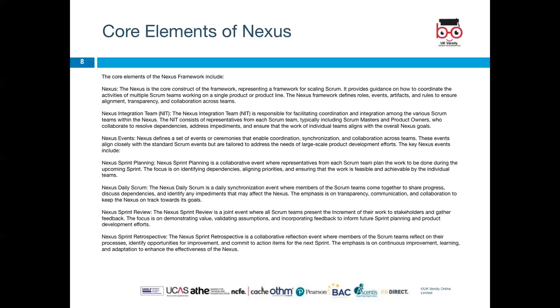Nexus events. So Nexus defines events or ceremonies that enable coordination, synchronization, and collaboration across teams. Nexus sprint planning. So Nexus sprint planning is a collaborative event where representatives from each Scrum team plan their work to be done during the upcoming sprints.